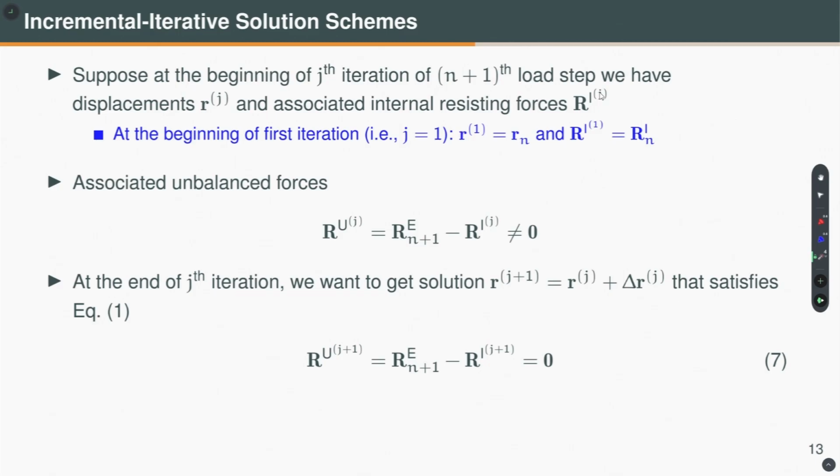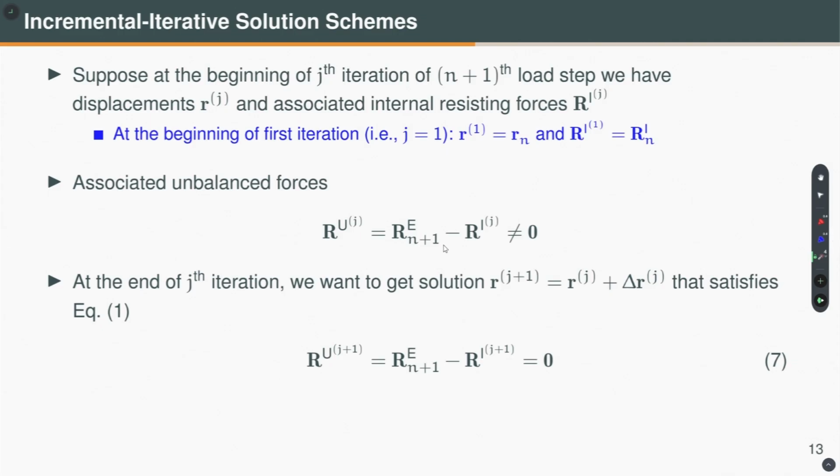When we begin the iteration in a load step, then we have R1, which is equal to the displacement at the nth load step, and the internal resisting force is equal to the internal resisting force at the nth load step. So, what is the unbalanced force at the jth iteration? The unbalanced force vector is equal to the external force vector minus the internal force vector. That is my unbalance, which is not equal to 0, and that is the reason we need to iterate to satisfy these equilibrium equations.